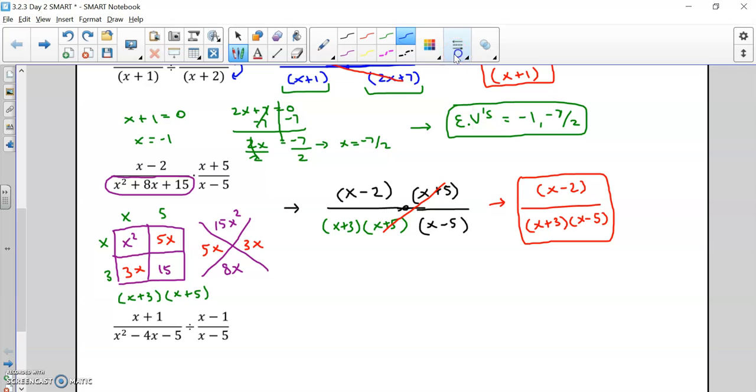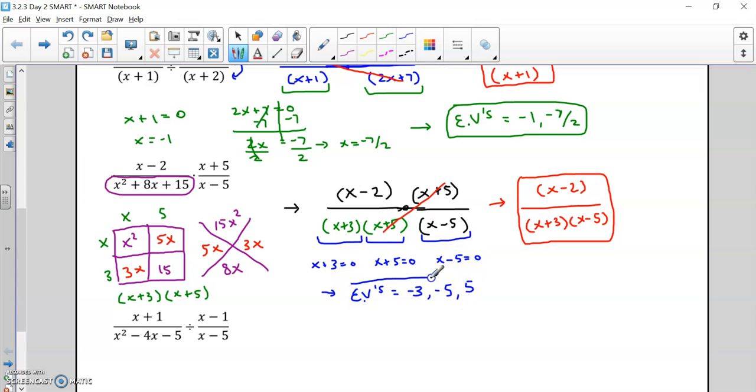Okay, and now for excluded values, we're going to go ahead and take each of these. Remember, we need this new version. That was not going to do us any good. So x plus 3 equals 0, x plus 5 equals 0, x minus 5 equals 0. Again, I just took all of these and set them equal to 0. So my excluded values, when I end up solving that, are negative 3 from this one, negative 5 from this one, and positive 5 from this one. That's what I would get if I solved each of those equations. I didn't bother doing it here because they're such basic ones.